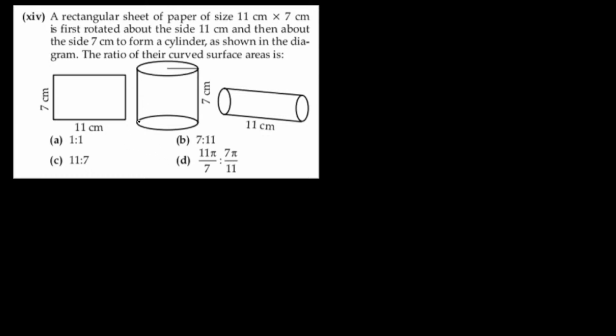In the first one, the circular part is equal to 11 and the height of the cylinder is 7. In the second case, the height of the cylinder is 11, but the circumference is equal to 7 centimeter. So whenever we have information about circumference, can anyone tell me the formula of circumference of a circle?